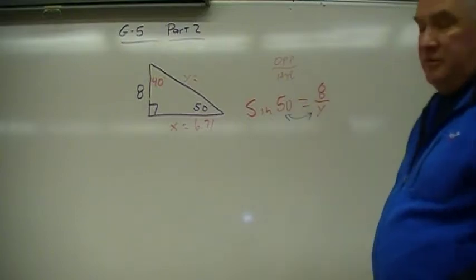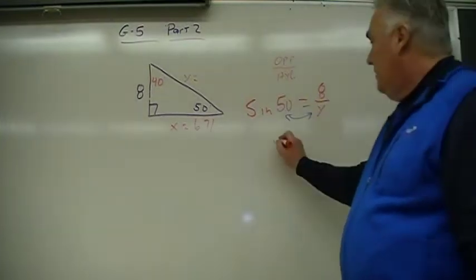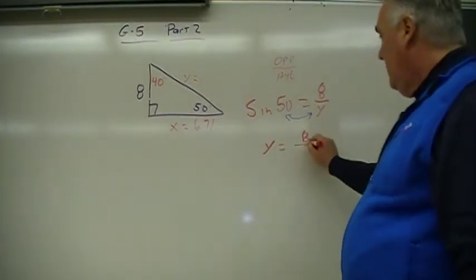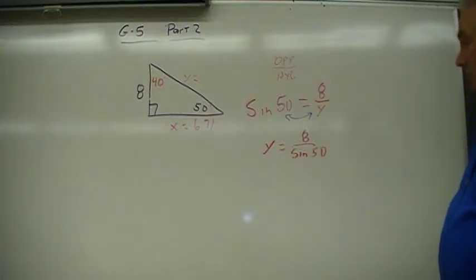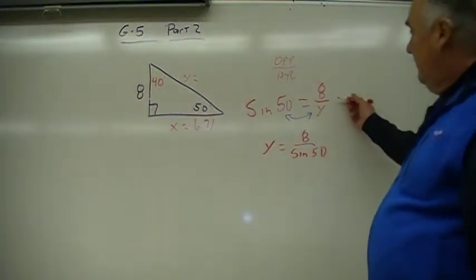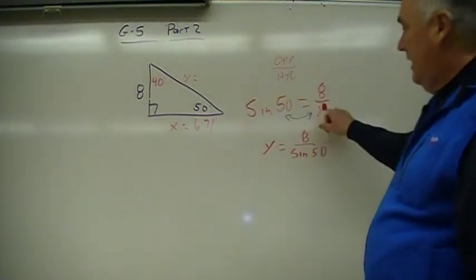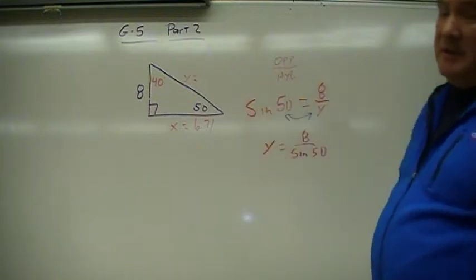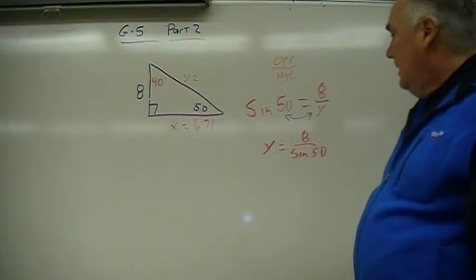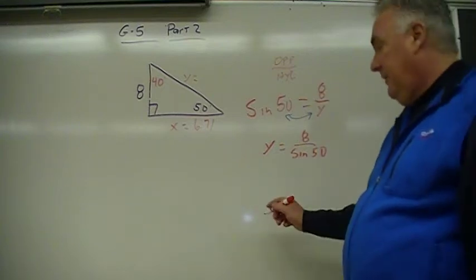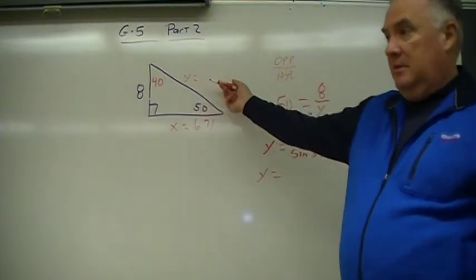All we do is swap out those two terms. So it becomes y equals 8 divided by sine 50. Because if we multiplied both sides by y, it would come over here and cancel, and then we would divide by sine 50 to get y by itself. So y is equal to 8 divided by sine 50, and that will give you this length right here.